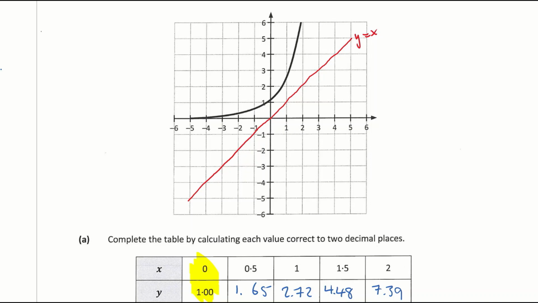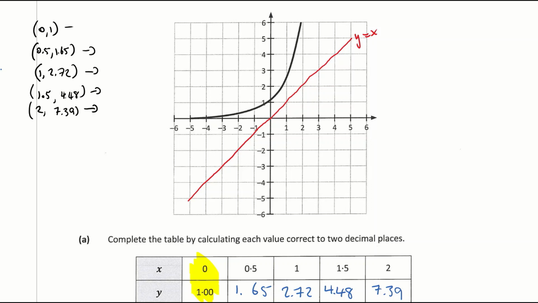What do we have? We have 0, 1. We have a half, 1.65. We have 1, 2.72. Again, you can do this visually, but I'm just going to take the long route by doing it by coordinates. 4.48 and 2, 7.39. So they're my original couples. Now the inverse of these is by swapping the values of x's and y's.